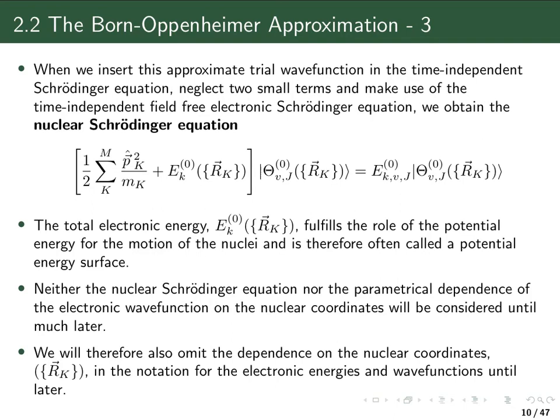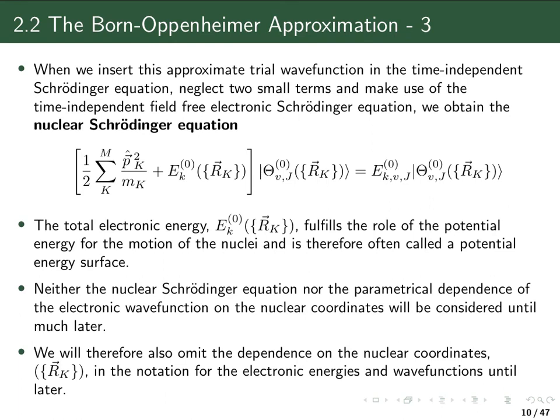Now, as I said, the total electronic energy takes over the role of the potential for the motion of the nuclei. And it's a function of the positions of all the nuclei, so it's a hypersurface. And therefore, the total electronic energy is often also called the potential energy surface.